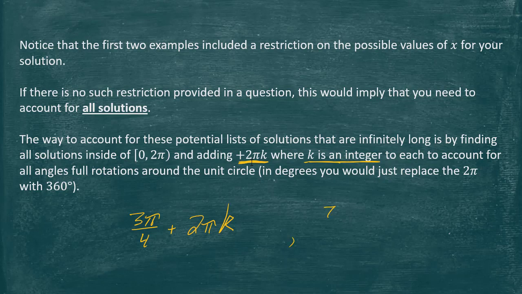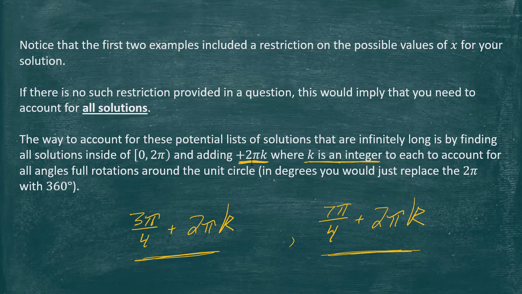The second half would be all of the ones that start at 7 pi fourths, so in the fourth quadrant, and again go all the way around in either direction, clockwise or counterclockwise, and I just say plus 2 pi k at the end of that one as well. So now notice our answer technically is, as long as I pick some k value that's an integer, plugging that into this expression is going to give me something that either is in the middle of the second quadrant from the first one here, or it's going to be in the middle of the fourth quadrant from my second one here.